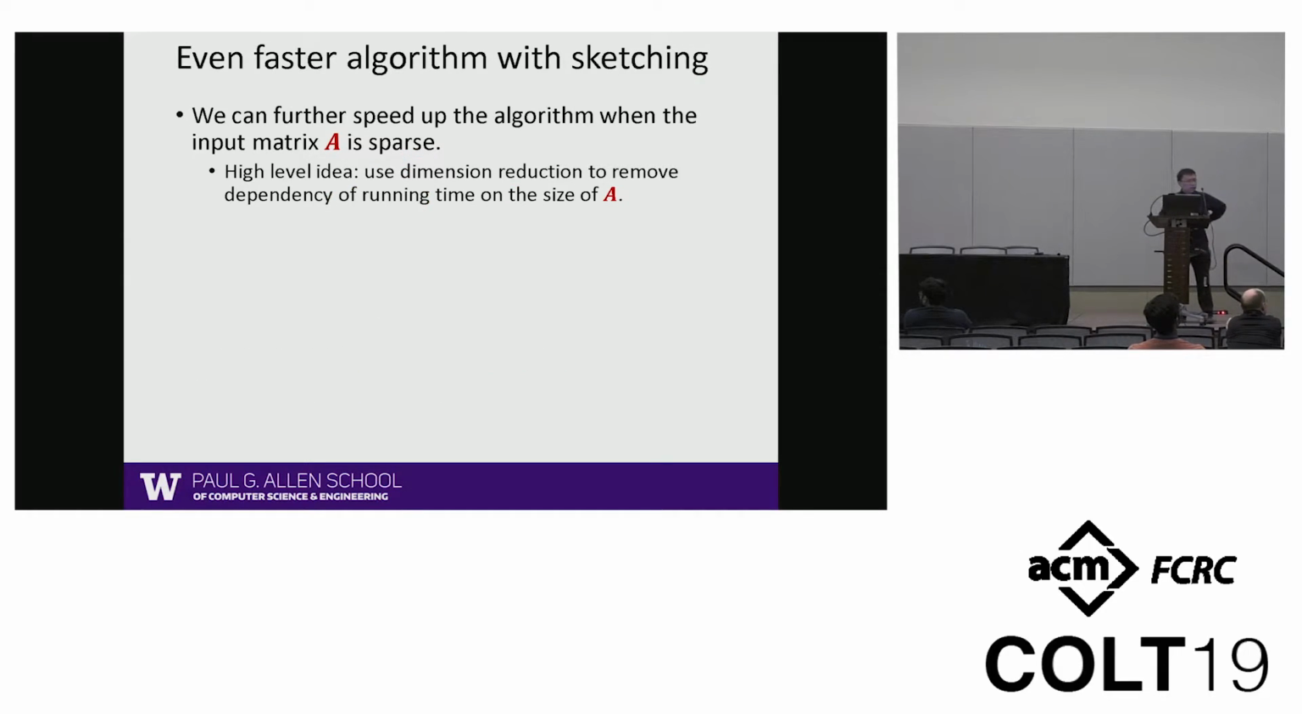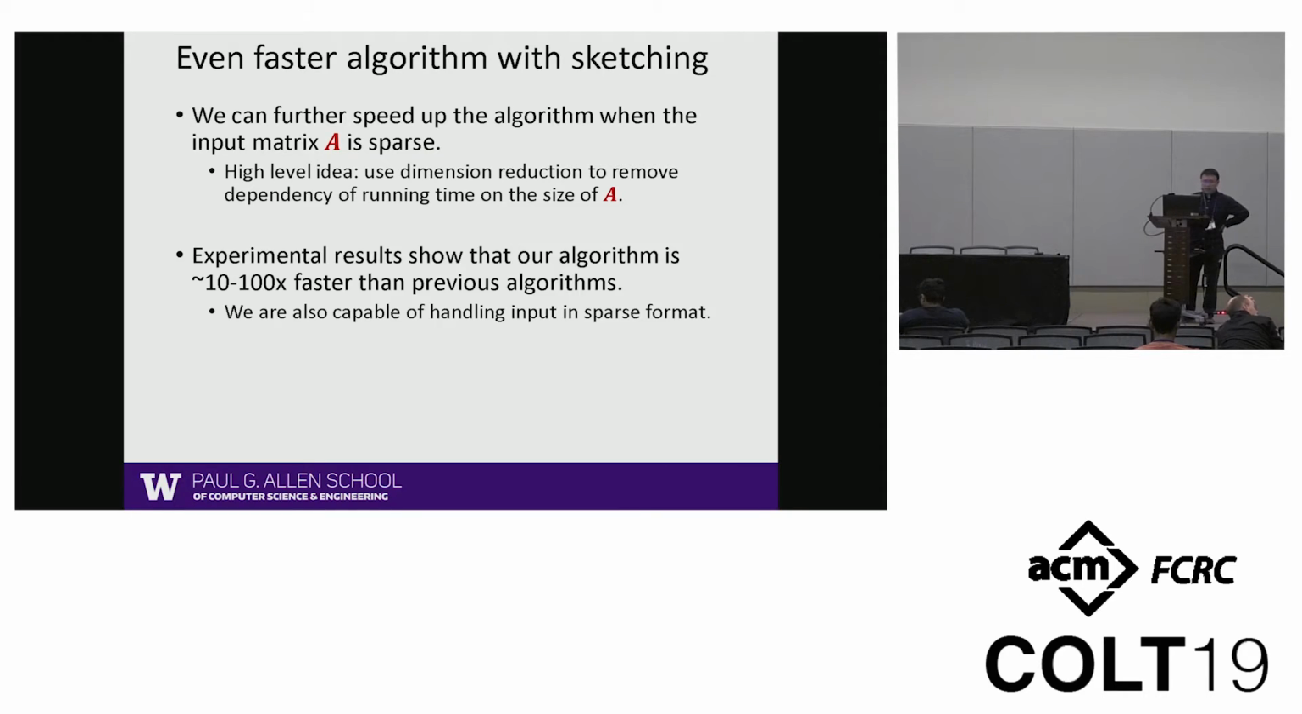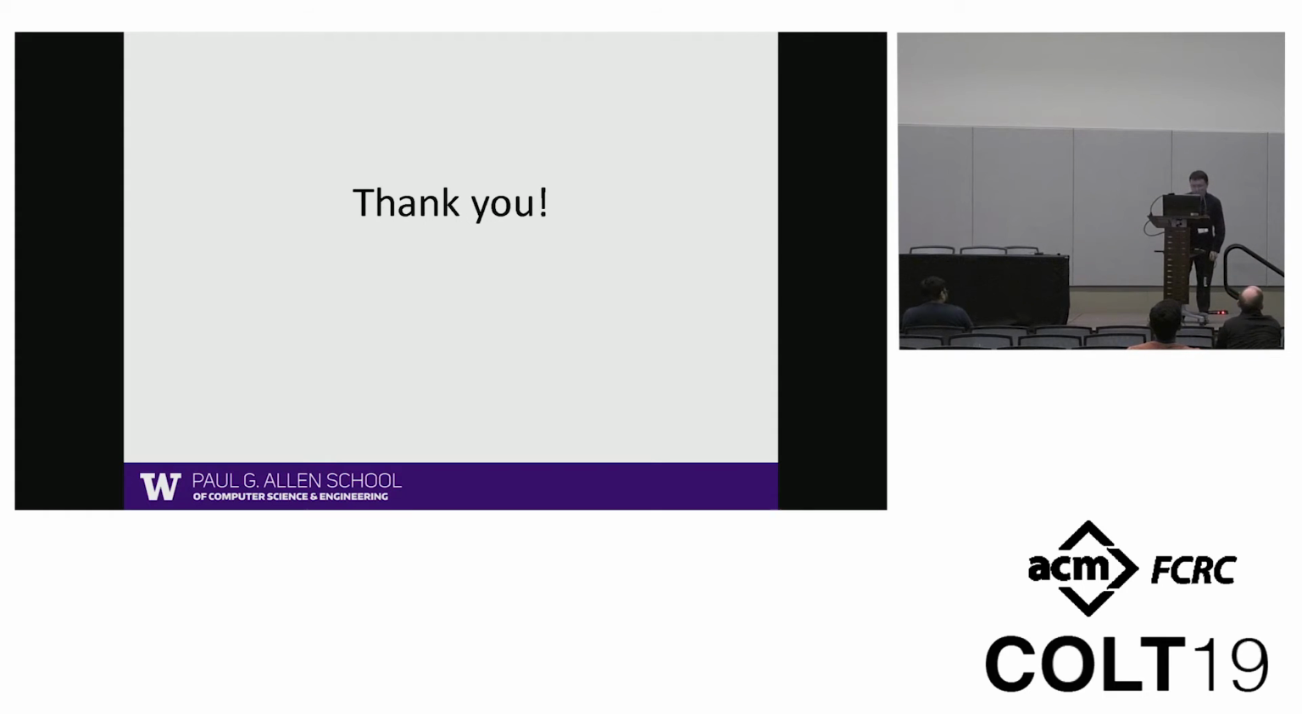Now we can further speed up the algorithm so that the running time does not depend explicitly on the dimension or the size. The technique we use is sketching to do dimension reduction. In this way, we can get rid of the dependency on m, which can be very large compared to n. Finally, we conducted several experiments showing that our algorithm performed 10 to 100 times faster than all the previous ones. And that's all for my talk. Thank you very much.